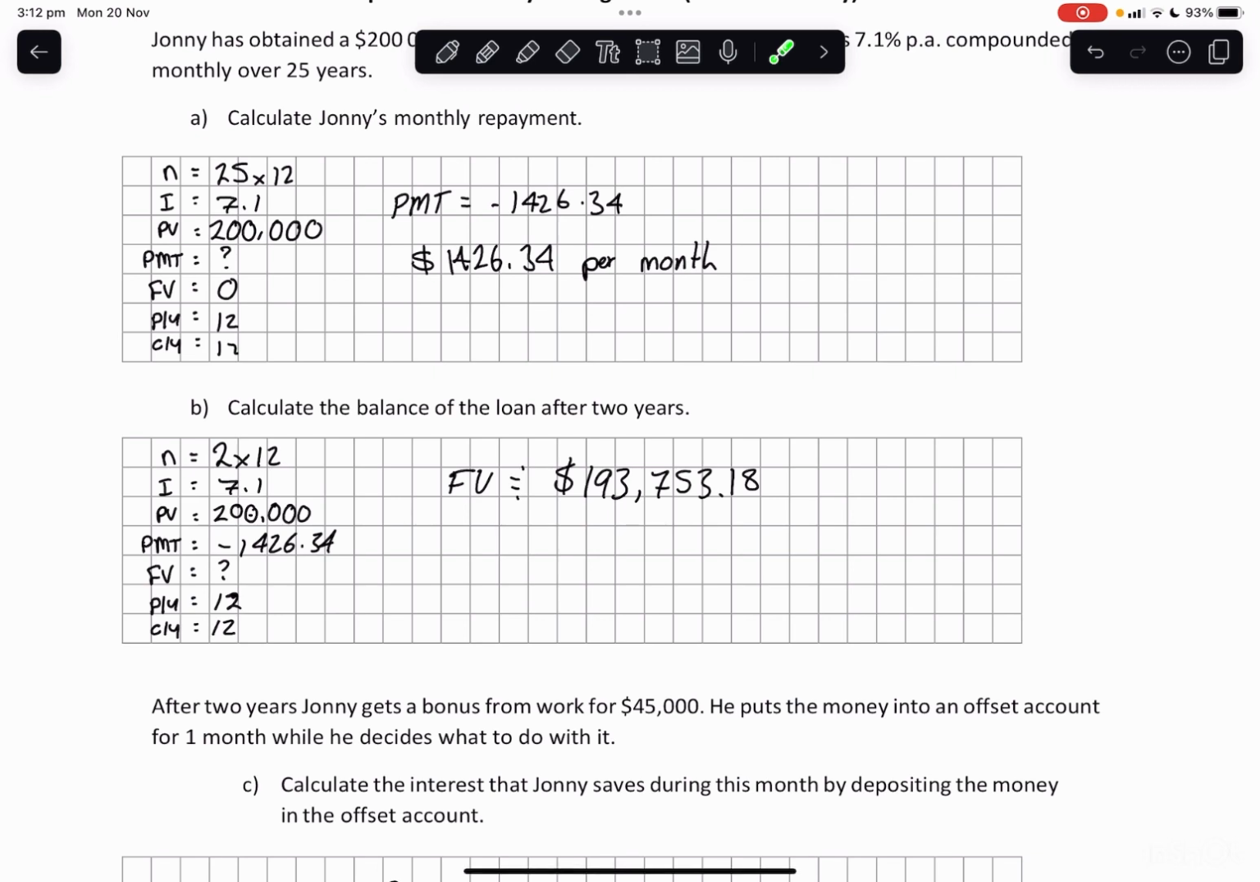So after the 2 years, Johnny gets a bonus from work for $45,000. He puts that money into an offset account for 1 month while he decides what to do with it. Calculate the interest that Johnny saves during this 1 month by depositing the money in the offset account.